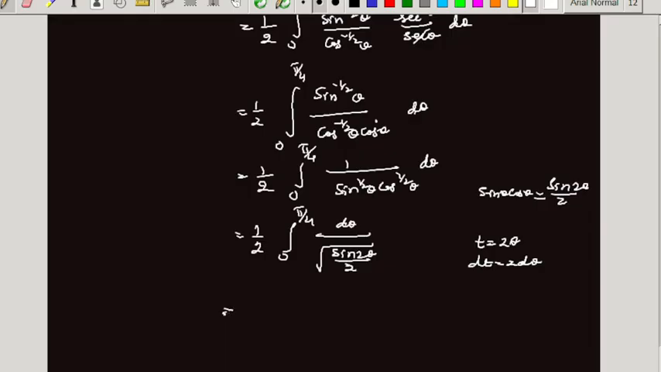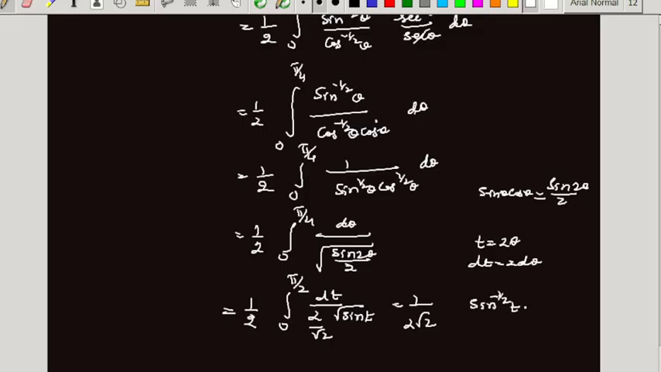So the limit we get 1 by 2 integration 0 to pi by 2, d theta is dt by 2, and here square root of sine t dividing by root 2 is there. Here we can simplify. We can write it as 1 by 2 root 2, and this one bring it to the numerator. We can write it as sine power minus 1 by 2 t. There is no cos, so cos power 0 t into dt. Limit is 0 to pi by 2.